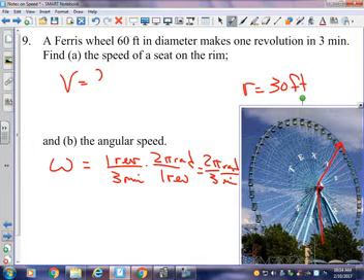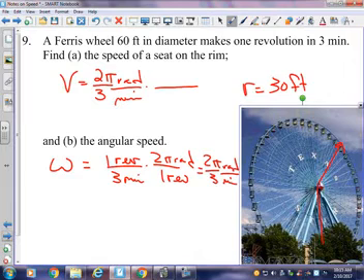Velocity is equal to that angular speed times what? 30 feet over 1 radian, so that the radians cancel out. And guess what? You can reduce some other things if you'd like in this question. 3 goes into 30 10 times. 10 times 2 is 20. You could do some of that math by hand if you want to, or you don't.